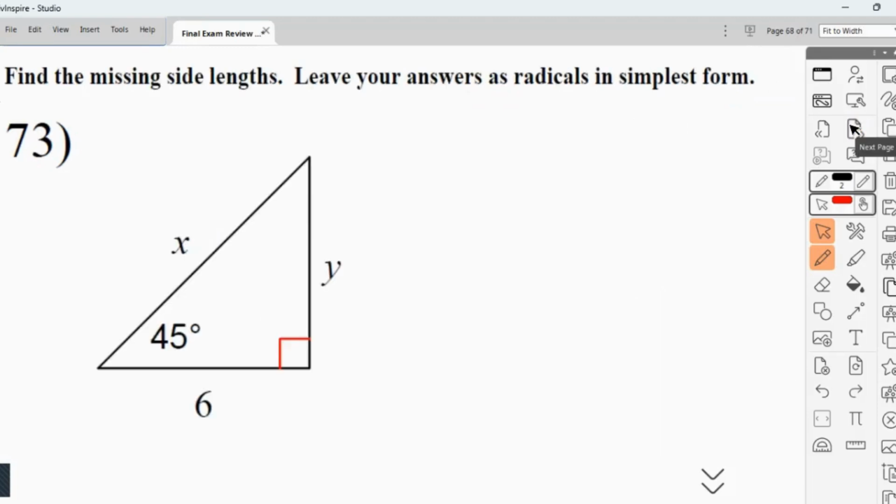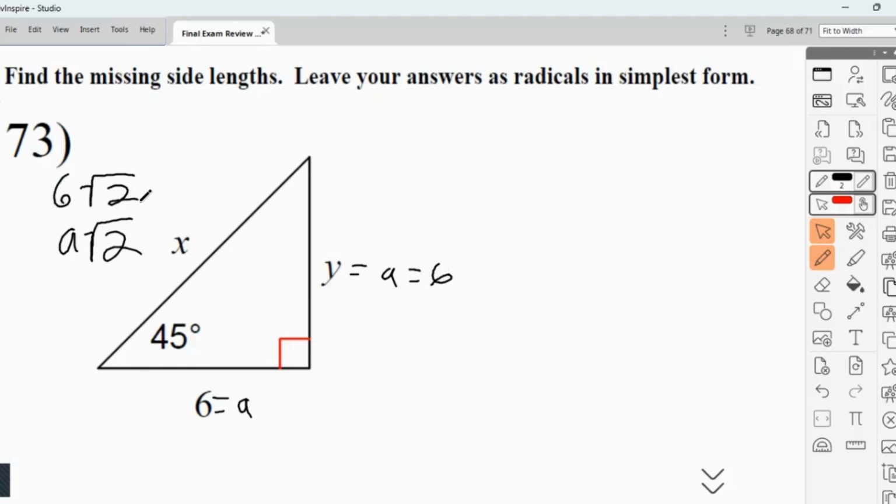73. In this case, don't forget that this is a 45, 45, 90. So this is A. This is also A. And this is A square root of 2. So that means that this is 6, and that means that this is 6 square root of 2. Pretty much done here. That's equal to x. And so y is equal to 6, x is equal to 6 square root of 2. Done. 72, 73 are done.